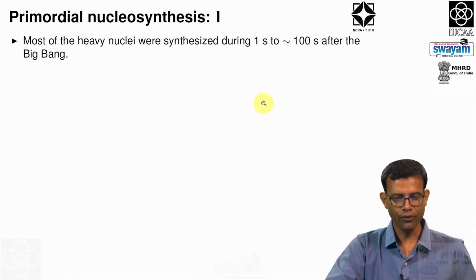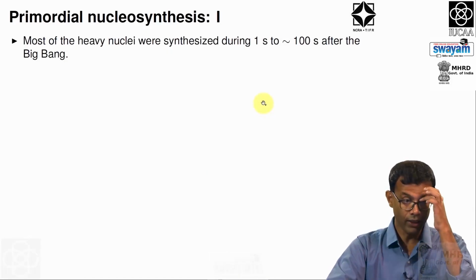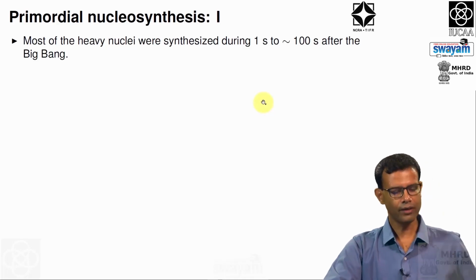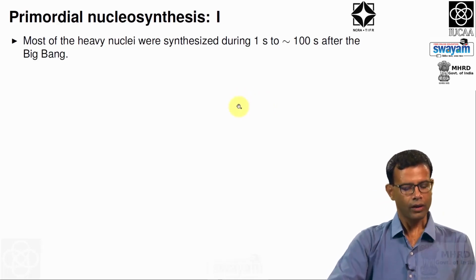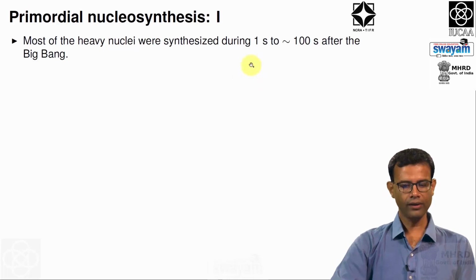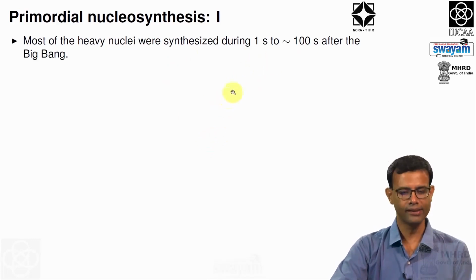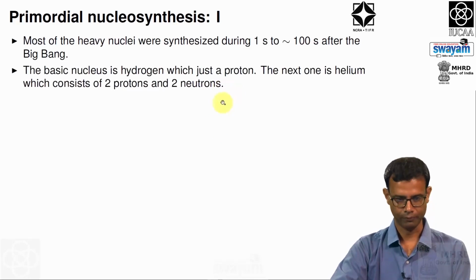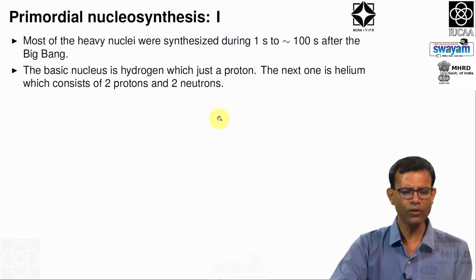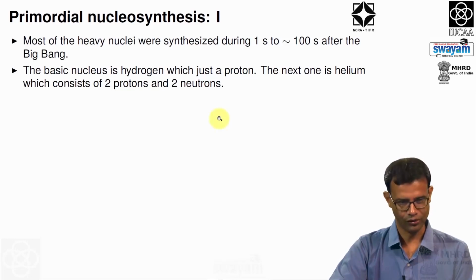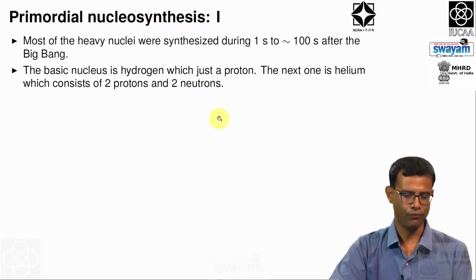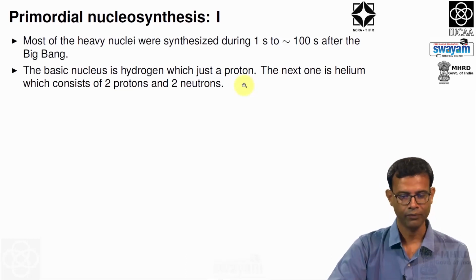The next thing I wanted to discuss is the primordial nucleosynthesis. As I said, most of the nuclei were synthesized during like a second to 100 seconds after the Big Bang. 3 minutes is a good number to keep in mind. The basic nucleus is hydrogen, which is just a proton. So, that is the moment the quarks and gluons formed protons, I mean we had hydrogen nuclei all over. Okay. Atoms will come later, by the way.